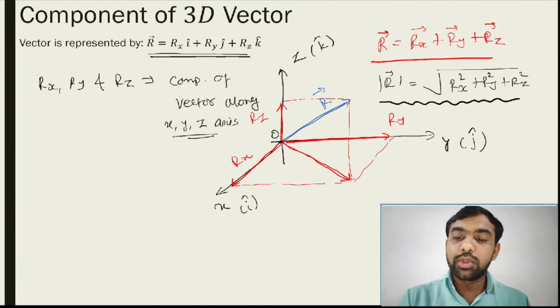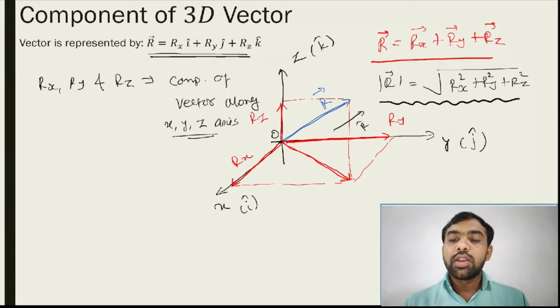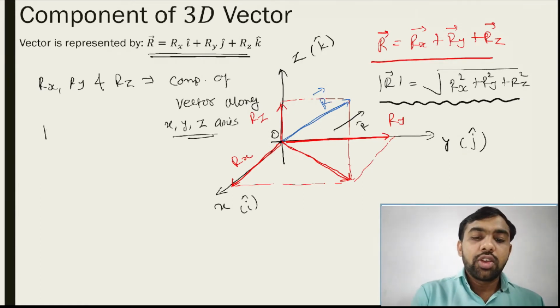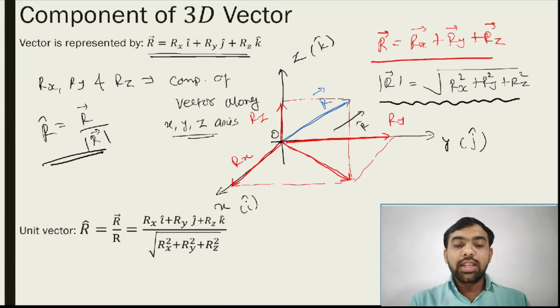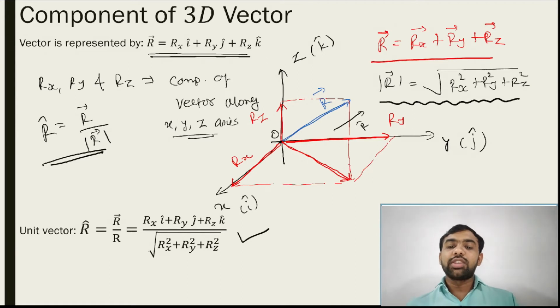And what is the unit vector? Suppose the unit vector is r cap. Then the unit vector is represented as vector r upon its magnitude. So finally you get this answer: unit vector r cap is equal to r upon magnitude r, which means rx i plus ry j plus rz k upon under root rx square plus ry square plus rz square. That's the representation of a unit vector.